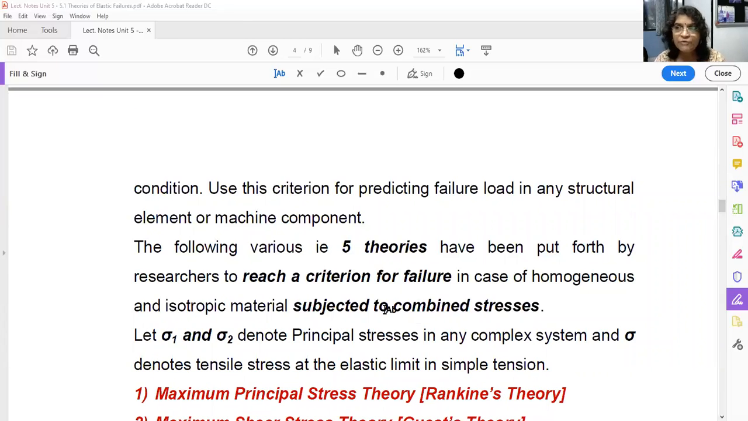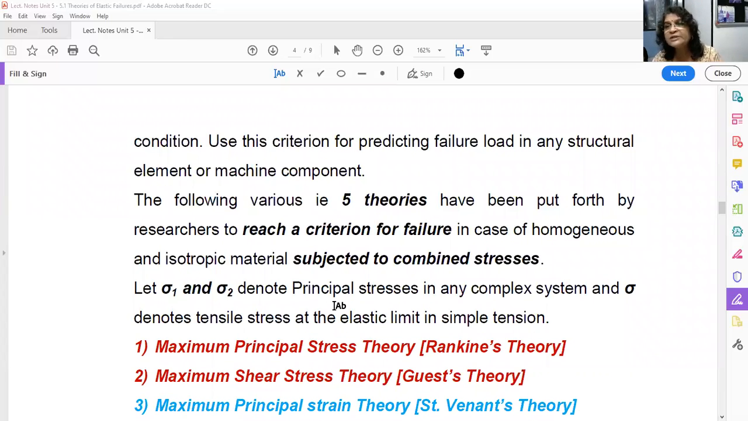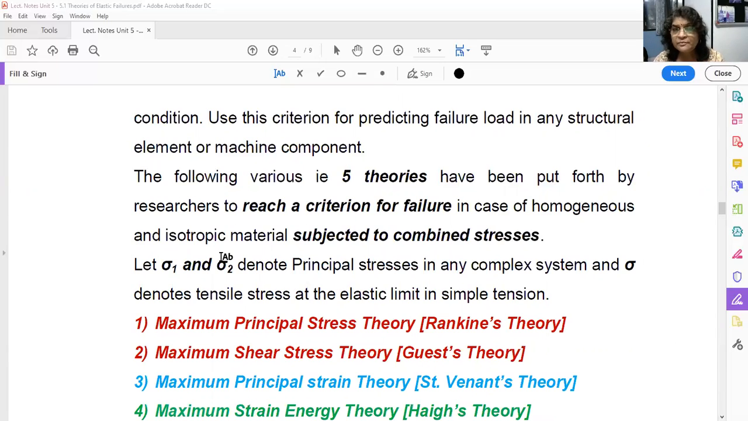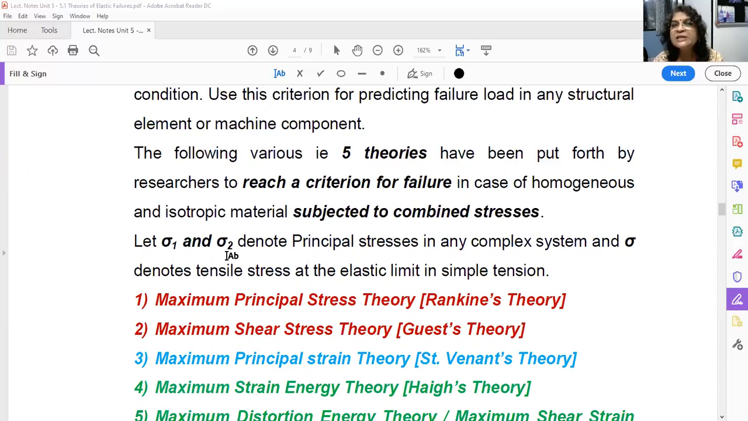Combined means whatever types of stresses there are, more than 2 kinds of stresses are induced simultaneously in the machine component. Now you have to assume sigma 1 and sigma 2 denote the principal stresses in any complex system. And sigma permissible, actually here it should be permissible, I forgot to write down that notation. Sigma permissible denotes the tensile stress at the elastic limit in a simple tension. These 3 stresses you will always write down in all 5 theories of elastic failure. So what are sigma 1 and sigma 2? Principal stresses.